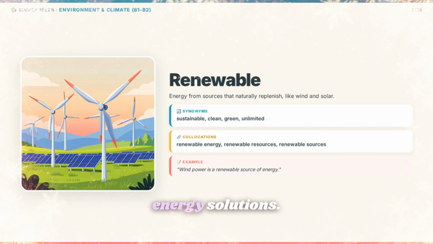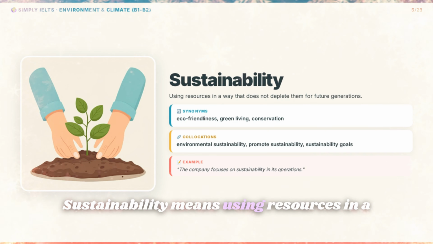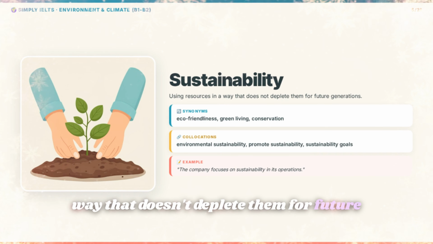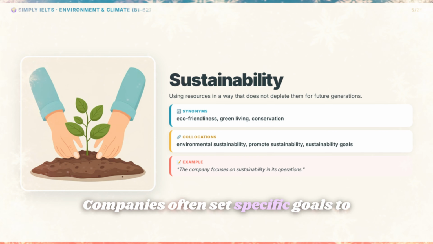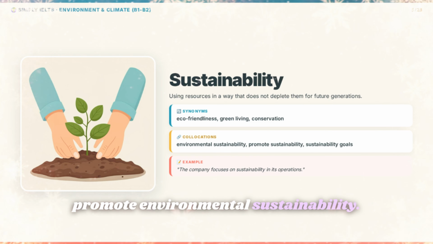Moving on to carbon footprint, which is the total amount of greenhouse gases produced by an individual or organization. Walking to work is one way to reduce your personal footprint. Sustainability means using resources in a way that doesn't deplete them for future generations. Companies often set specific goals to promote environmental sustainability.